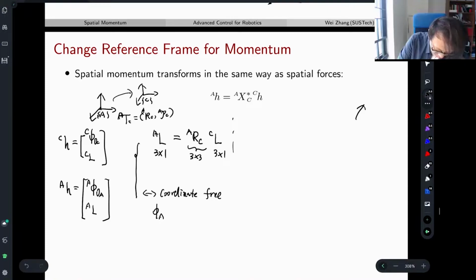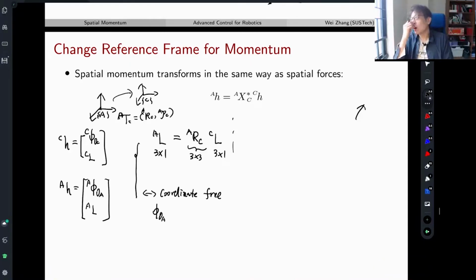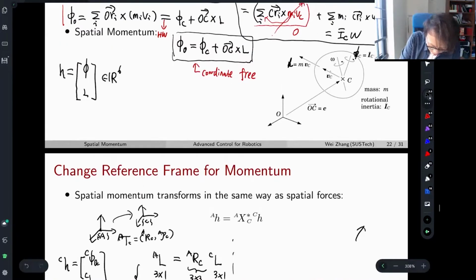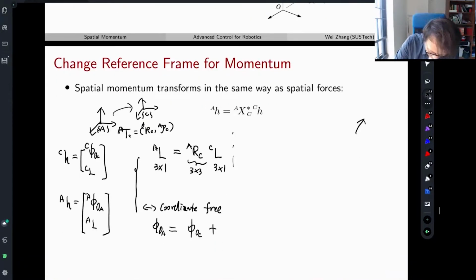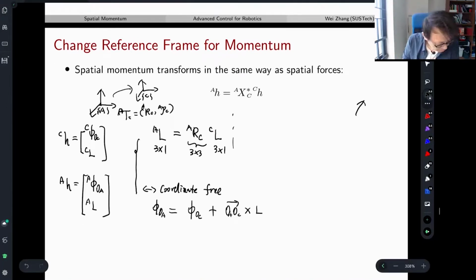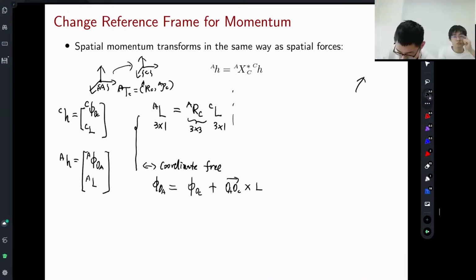So phi of O of A means the angular momentum of the body about a reference point OA. I just pick OA as a reference point. It has nothing to do with how I represent this vector. Then I know this relates to the OC reference point plus, from OA to OC, cross linear momentum. That's the formula I want you to know. That's the coordinate free formula. You agree?